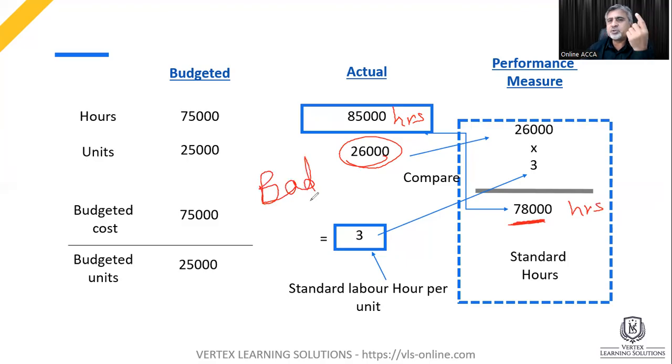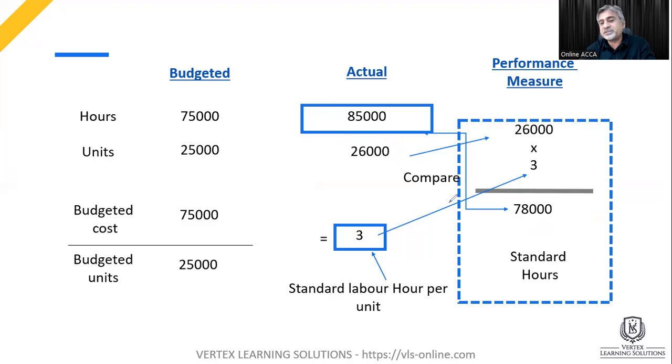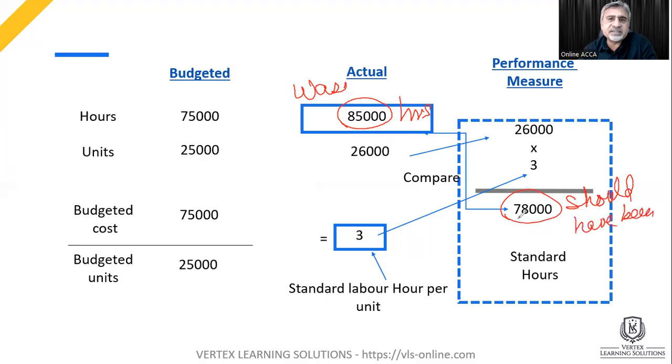Because if you are making 26,000 units and every unit should take 3 hours, you should finish the work in 78,000 hours. But you are finishing the work in 85,000 hours. Your efficiency is less than 100%. You worked 85,000 hours, which is more, and this is how much it should have been. You should have completed the task in 78,000 hours.